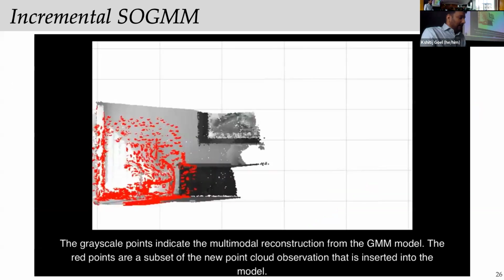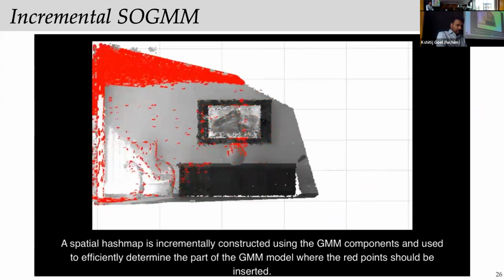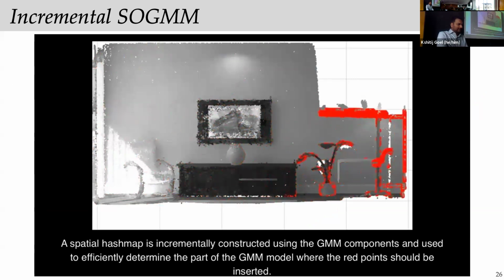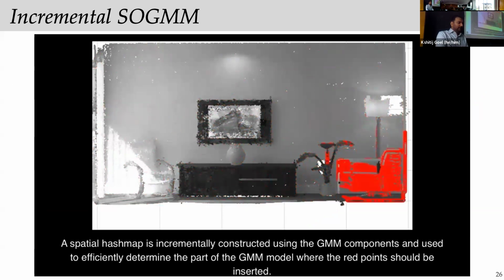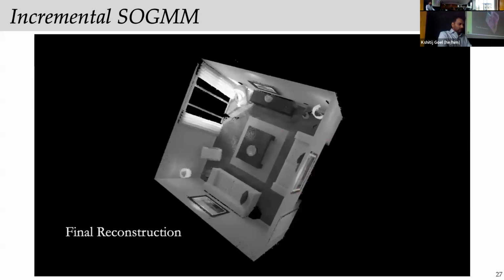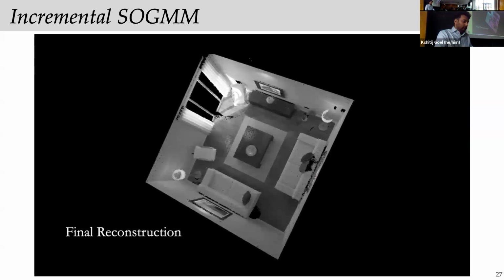Let's see this method in action. In this video, the points in the red are the ones that are considered novel. The reconstruction from the learned SOGMM is shown via the grayscale point cloud. As the sensor moves in the environment, the SOGMM model is built incrementally using the approach that we just saw, leading to an accurate spatial and intensity reconstruction. There's the final reconstruction output for that run.